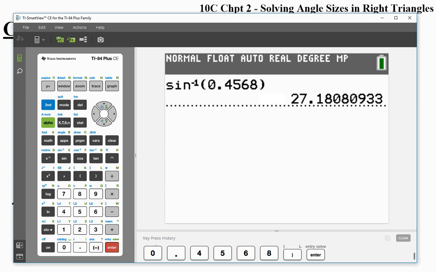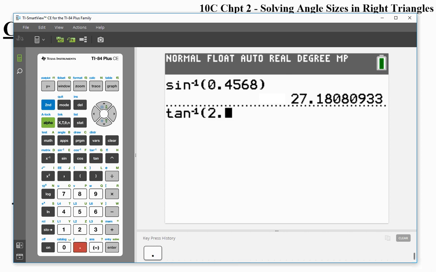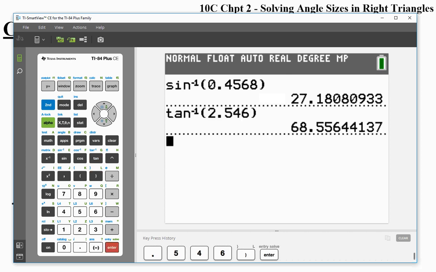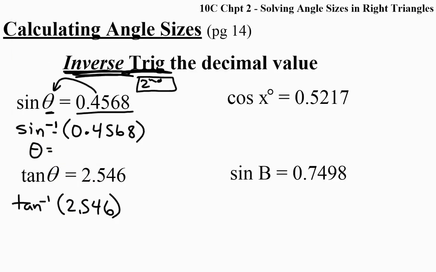The second one we looked at on that page was the tan theta is 2.546. Like it said, we want second function of tan, which shows us we're inversing the 2.546 decimal. Hit enter, 68.55, which is a 69 degree angle. So the inverse of the 0.4568 was a 27-degree angle, and the inverse of 2.546 gave us an angle size of 69 degrees.